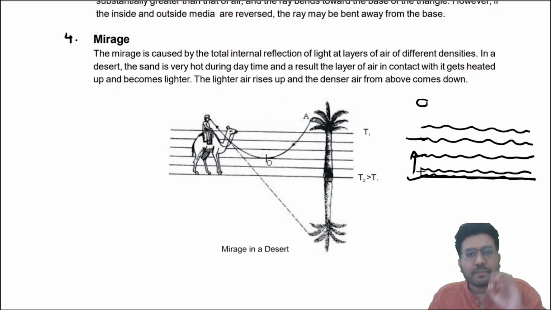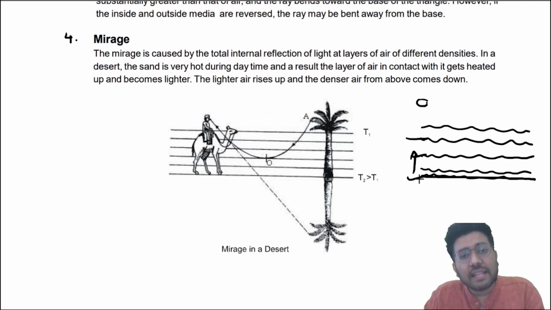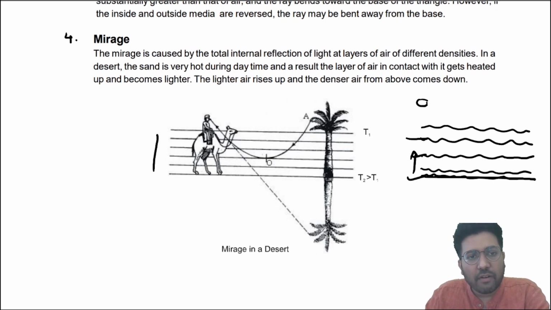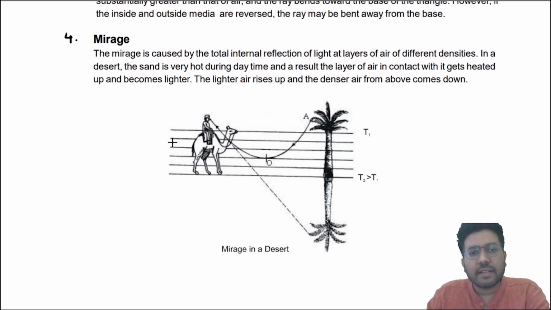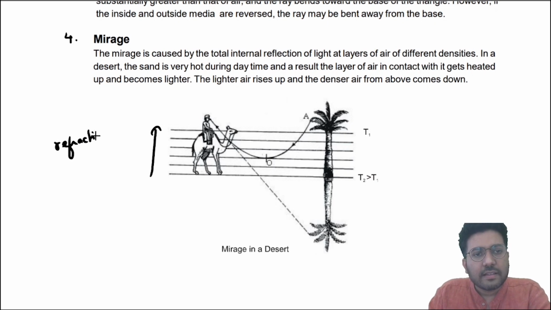Now, whenever the temperature is more, the density is less. So here air density is less. If air density is less, its optical density is also less. So that means as we move from bottom to top, the refractive index, I'll write it, see, this is less dense, this is more dense. So the refractive index increases, right?